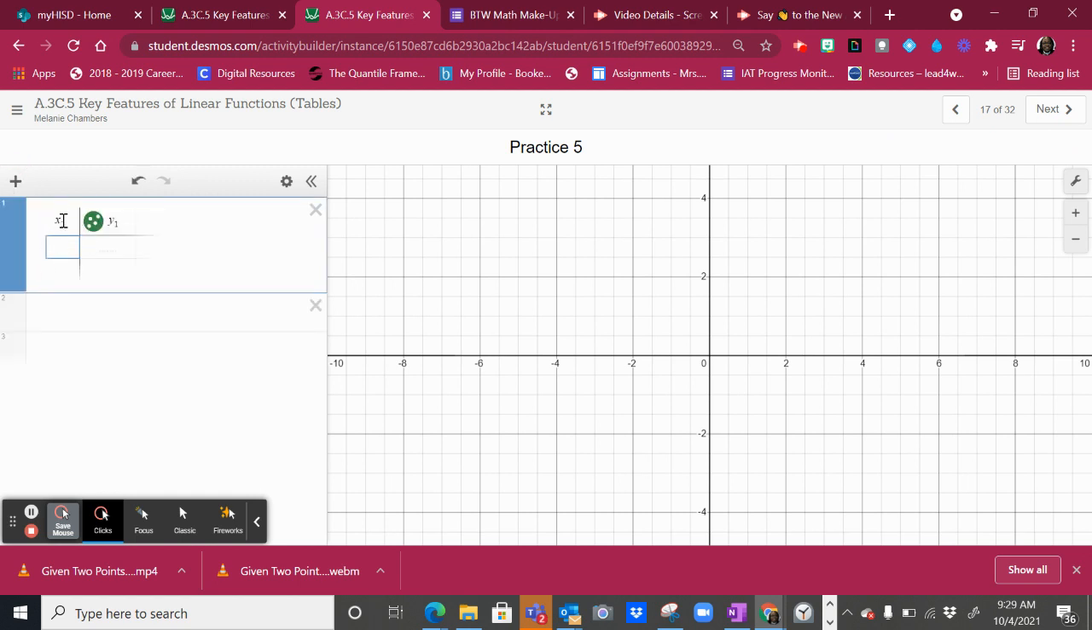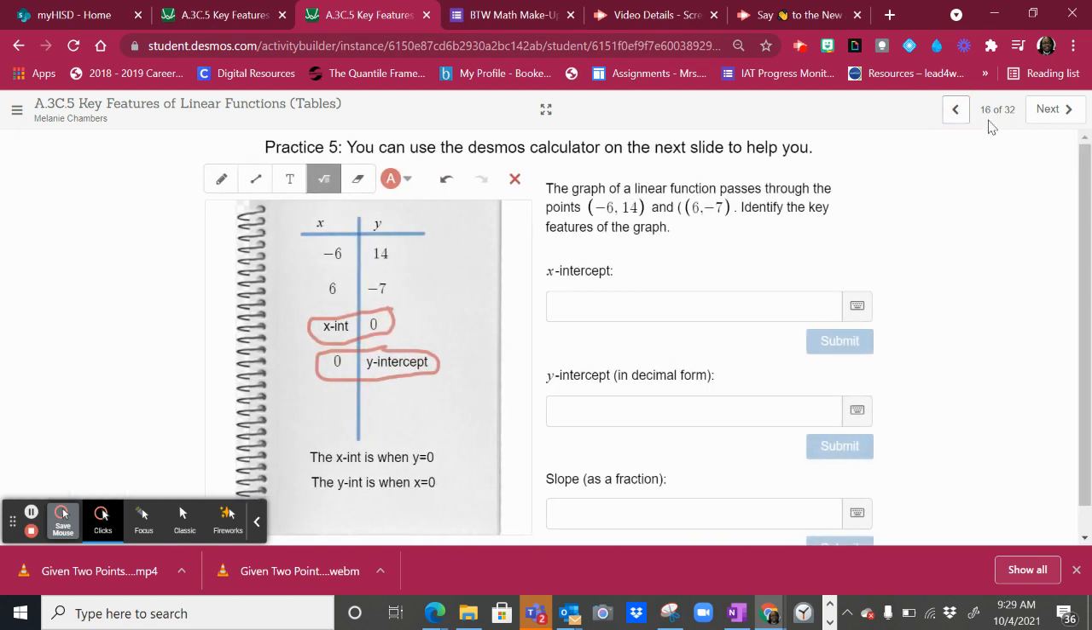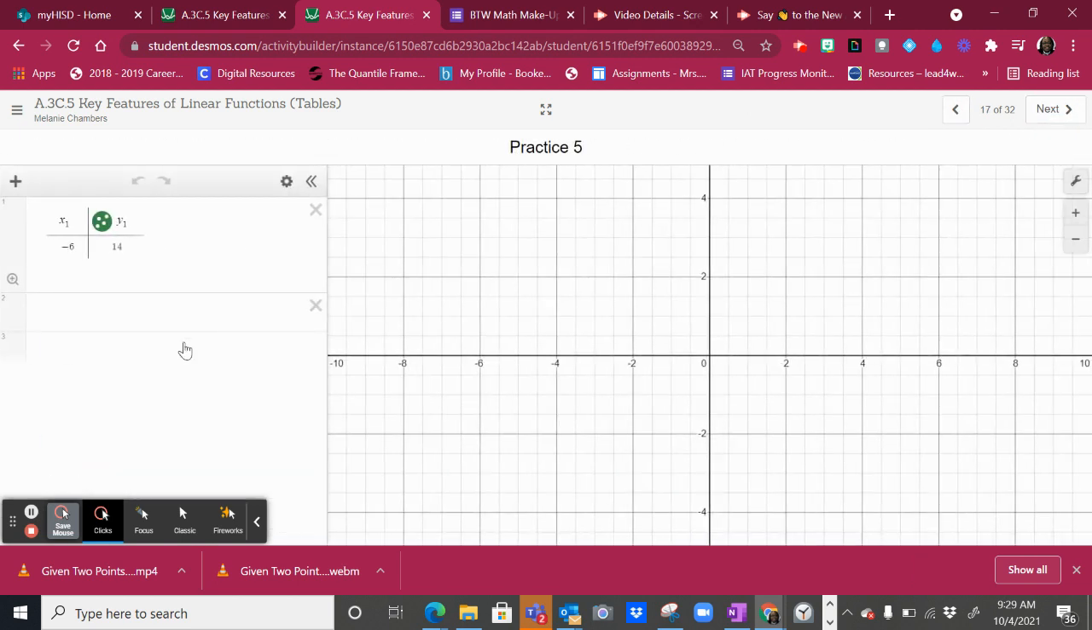And notice the table has x1 and y1. So we're going to put -6 and 14. And sometimes I just forget the point. The next point is 6, -7. So I go tab and put 6, -7.